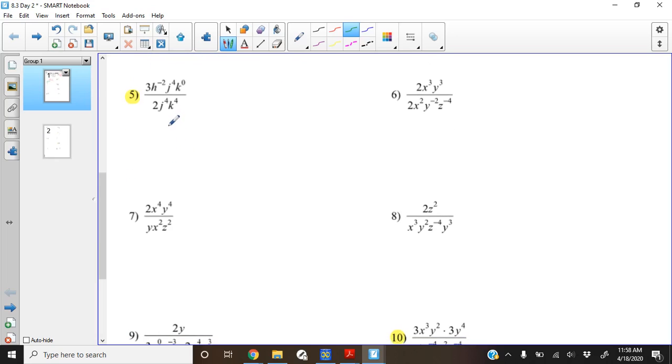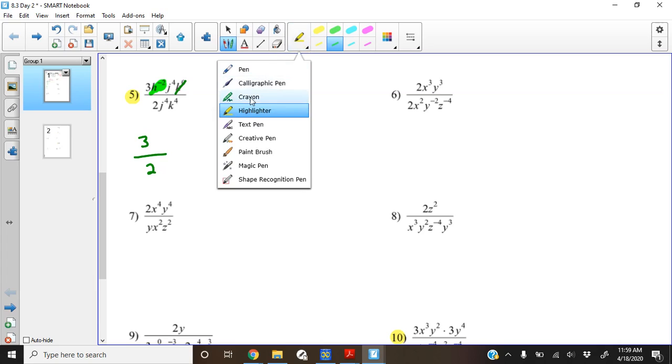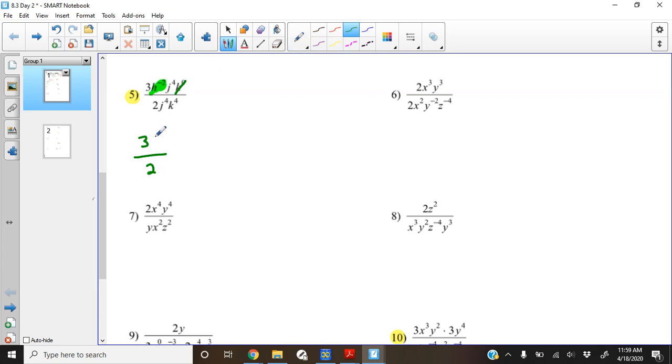Next one, right off the bat, I see k to the 0, so I'm going to just get rid of that real quick. And I see 3 over 2, so I'm going to put 3 over 2 before I forget. And now I'm going to work on my h's. So I have h to the negative 2, and there's nothing else there. So it's going to stay h to the negative 2. And again, that's all right for now. Tomorrow we'll move on, okay, and get rid of those negatives. But for now, we're fine.